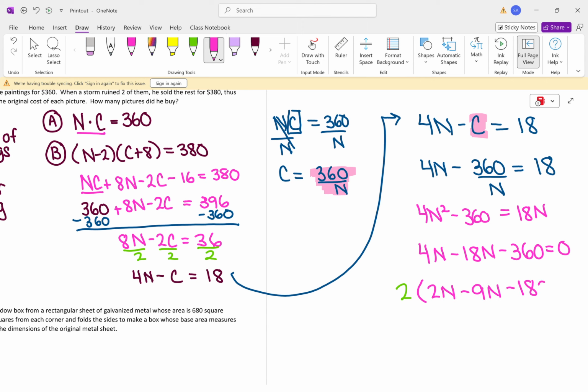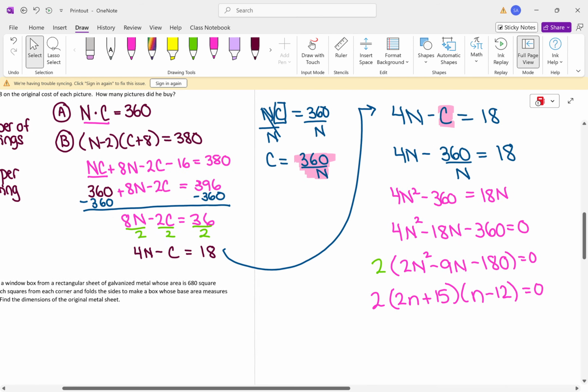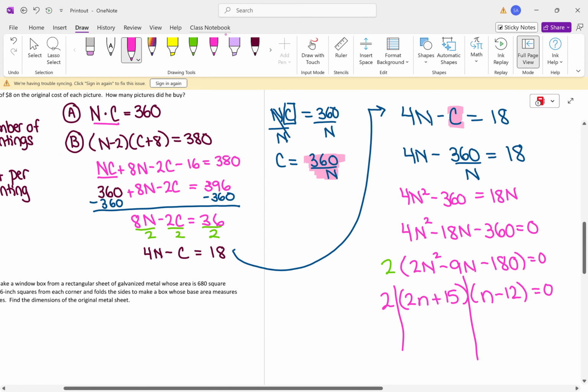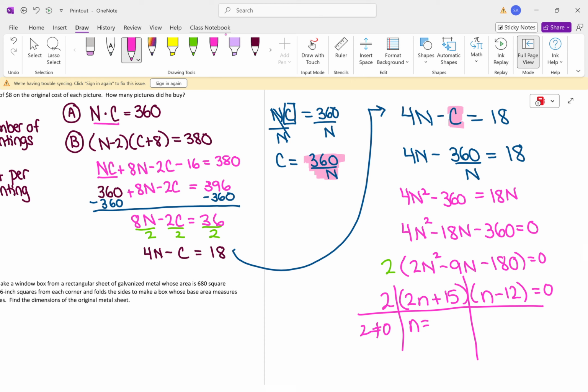We can now simplify this a little bit by pulling out a GCF of 2. So we'll have 2n squared minus 9n minus 180. And now we factor. Oop, I lost my squared there. So we're going to have 2n plus 15 and then n minus 12 equals 0. And then we solve. 2 can't equal 0, so that's out. We're going to get n equals negative 15 over 2, and n will equal 12.